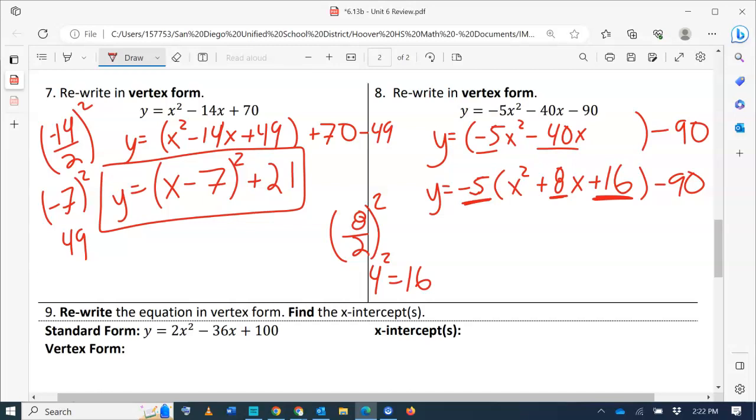And once again, we're on the same side of the equal sign, so we're not actually adding a -80. Well, we are adding a -80, but we need to add a positive 80 on the other side to keep it balanced. And now write it as a binomial square, so we have x plus 4 squared. -90 plus 80 is -10.